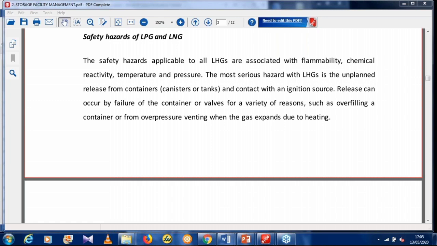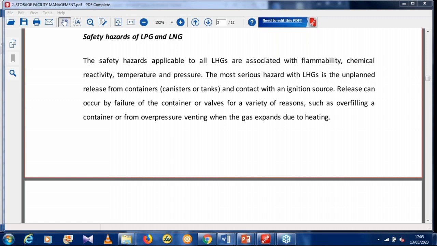All right. So part of it, we said flammability, chemical reactivity, temperature and pressure, and most of the serious health hazards in liquefied hydrocarbon gases. You know, we use LHG to classify both LNG and LPG. LNG is liquefied natural gas, which is methane compressed in liquefied form. LPG is propane and butane. An example is what you have in your cooking gas. You understand? And those ones are stored in bottles.